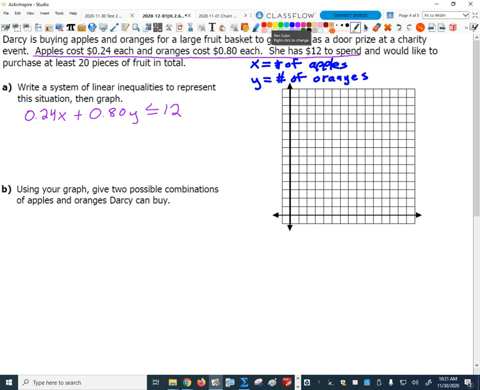Anybody got another one here? Let's see. Jace, how about you? Give me another one. Would it just be x plus y is greater than or equal to 20? There you go. Because she wants to purchase at least 20 pieces of fruit total, right? Okay, so there's those two, right?